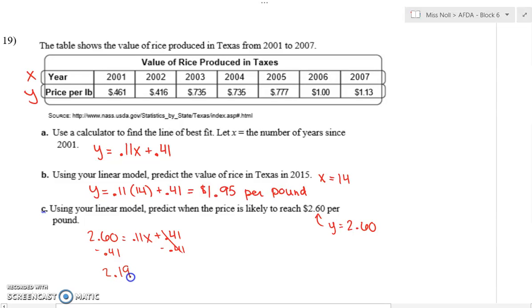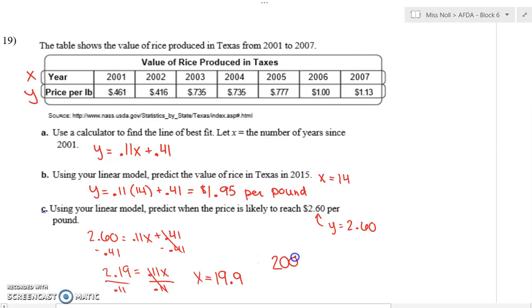2.19 equals 0.11x. I divide by 0.11. And I'm left with x equals, so when you divide that out, you get 19.9. So now, that doesn't mean that in the year 19.9, or in the year 19, the price was $2.60. That doesn't make any sense. What that means is it's 19.9 years since 2001.